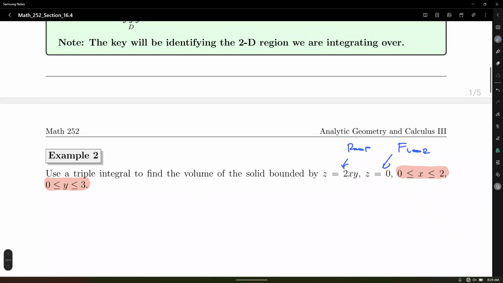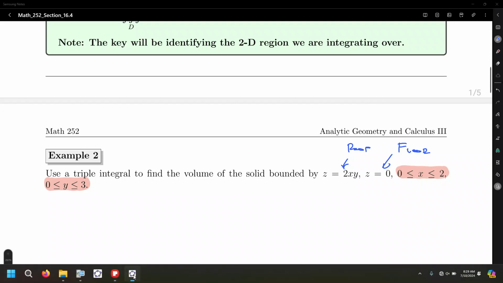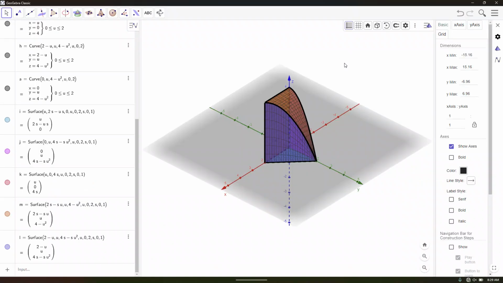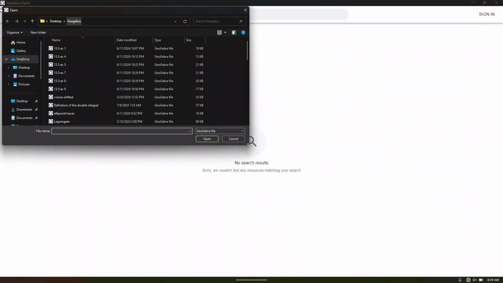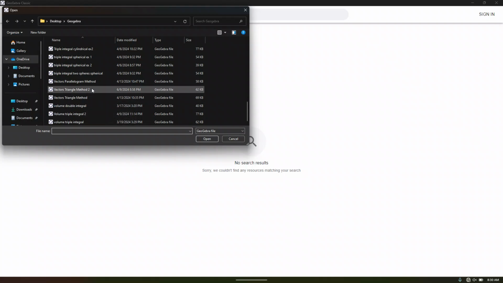For values within the region, x from 0 to 2 and y from 0 to 3, positive values. The product of positive values is going to give you positive values, so that's definitely going to give us a height, right? But if you still prefer to see the solid, let me show you GeoGebra. No, this is not the one. So open local file, okay, volume.